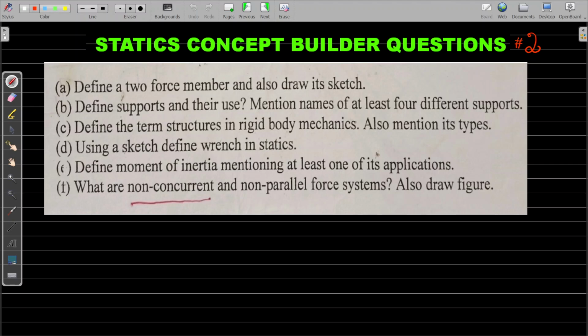The first question is: define a two force member and also draw its sketch. For this question, we have to define a two force member and sketch it in a simple sketch showing the various kinds of forces that will be acting on this two force member.